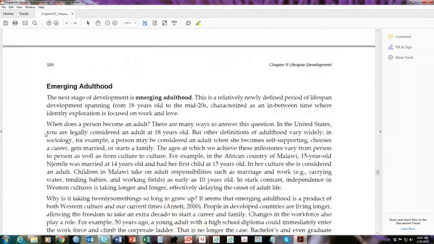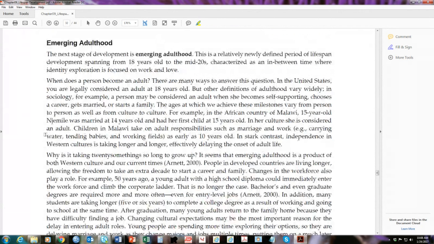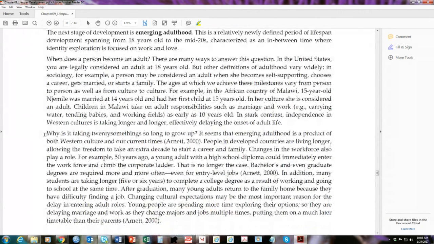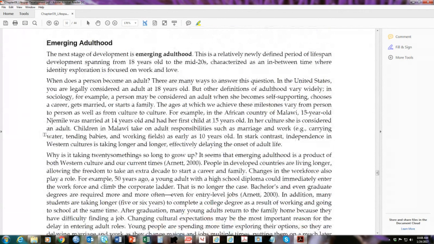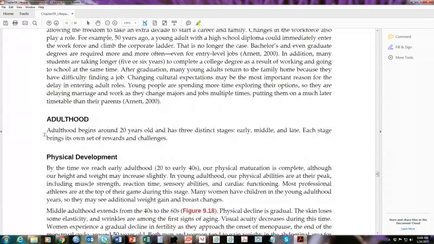Let's see here. Emerging adulthood, again, think about marriage and work. Think about the way Erikson described it when we look at these ages of development: intimacy versus isolation. That's his stage for emerging adulthood. And then getting into the career stuff, generativity versus stagnation, that occurs later. But this is something that's really important.